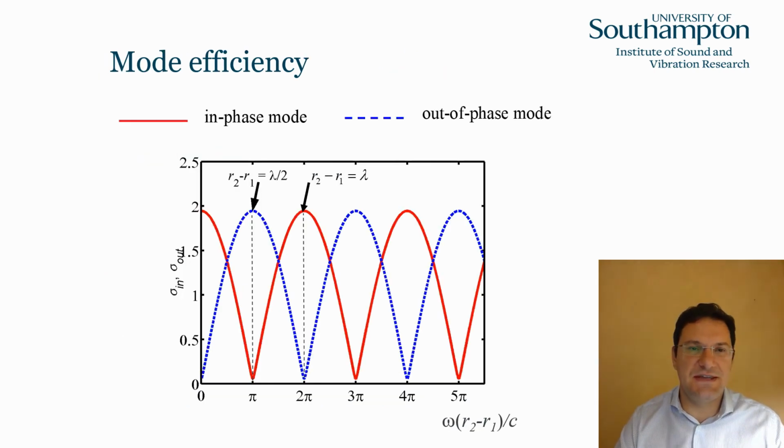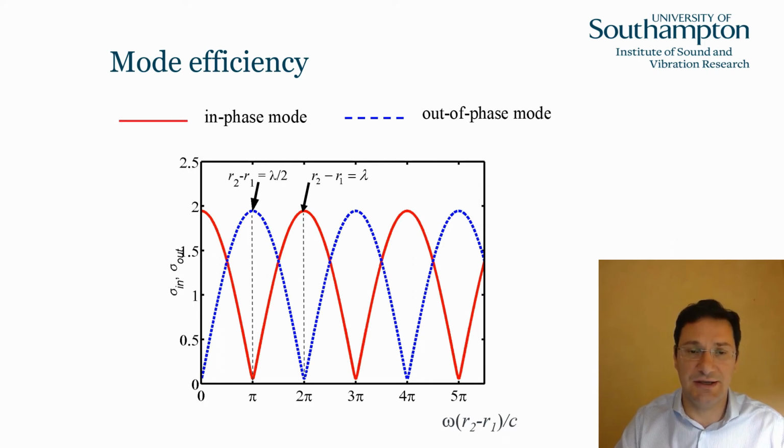This plot represents the mode efficiency as a function of the frequency omega multiplied by the path difference R2 minus R1 divided by the speed of sound C. The mode efficiency, if you like, is the ability of a loudspeaker mode, either the in-phase mode or out-of-phase mode, to transfer the energy from the loudspeakers to the ears of the listener. What we can see here is that at every frequency where R2 minus R1, the path difference, is an odd multiple of lambda over 2, the out-of-phase mode is very efficient, whereas the in-phase mode is very inefficient.